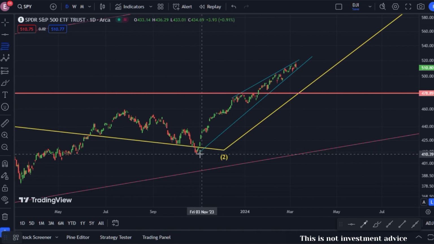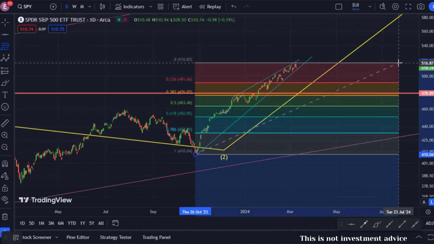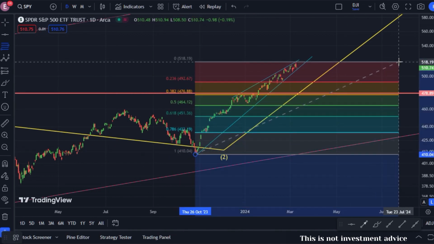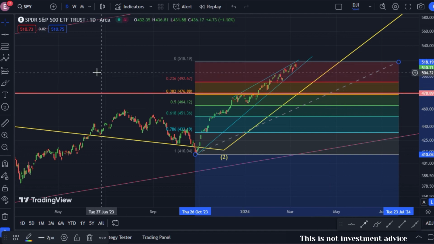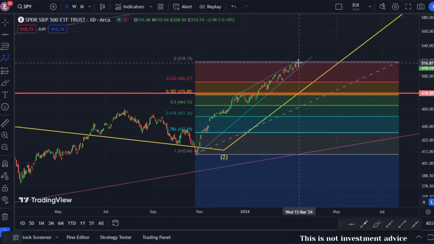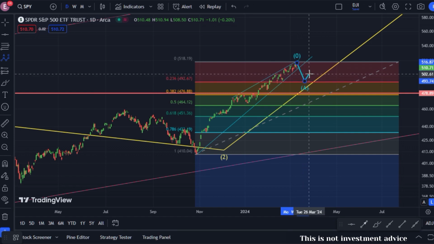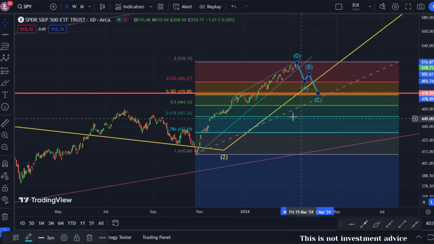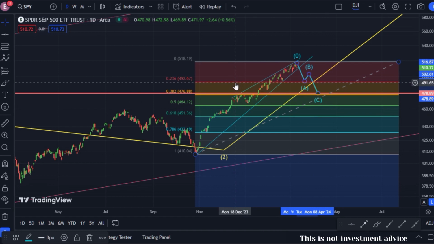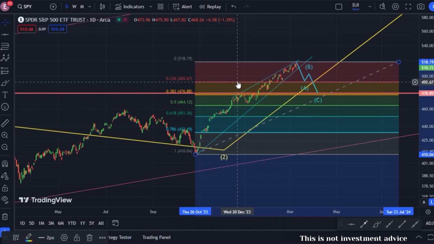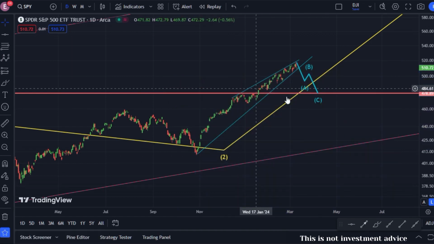Let's draw a Fibonacci retracement for confirmation. The Fibonacci 0.382 level coincides with our horizontal support. This is nice because corrections usually happen to either the 0.382 level or the 0.618 level. I think this correction is sufficient, $478.